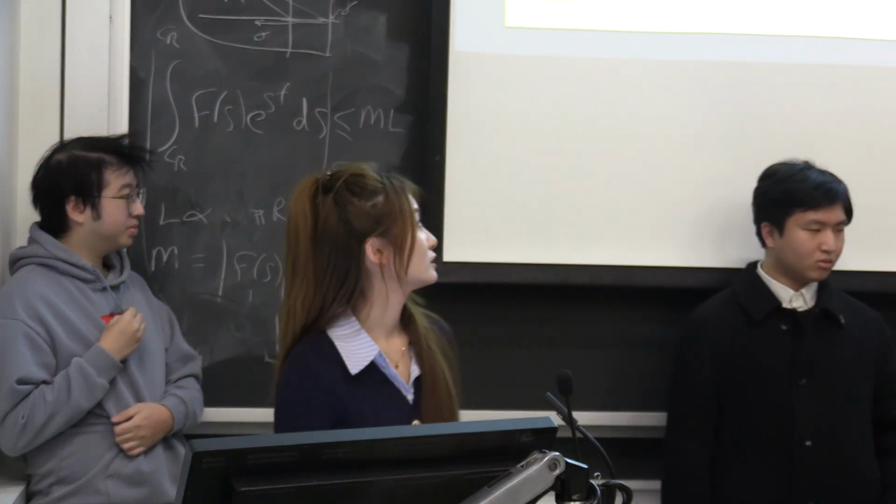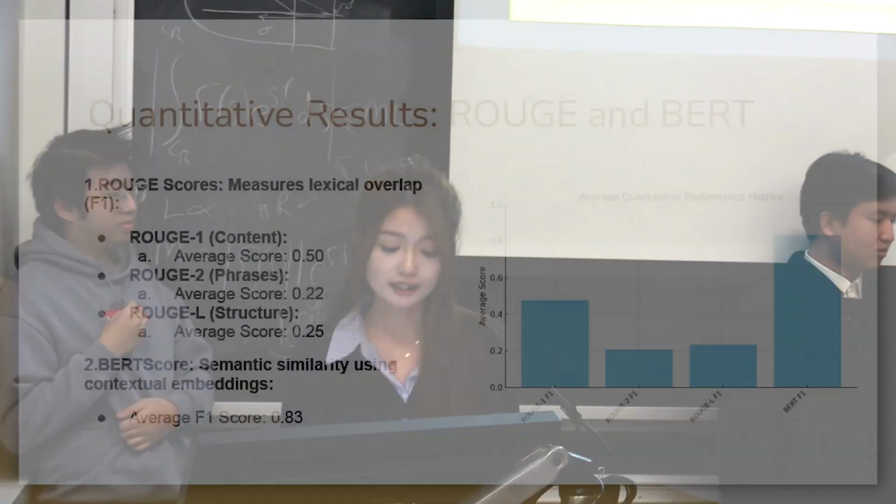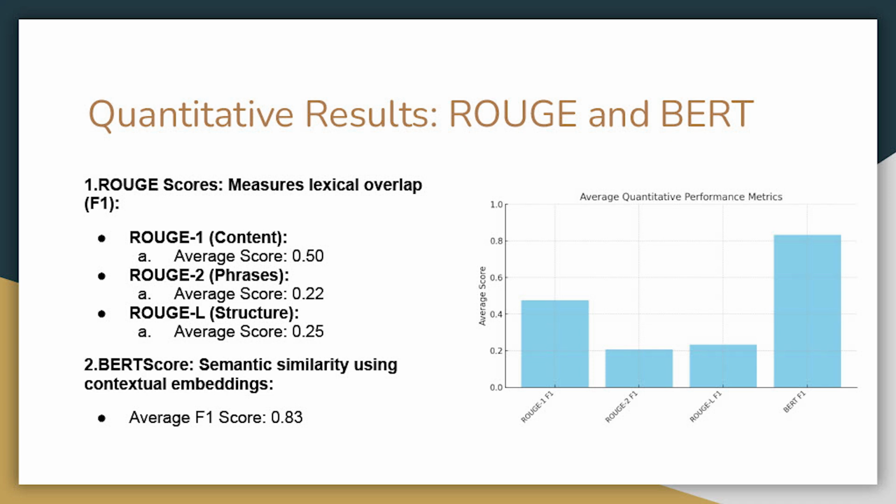This is our quantitative results. We use 2 key metrics. First, we use the Rouge scores to measure the lexical overlap. For example, we have Rouge-1 focusing on the single words for the content relevance, Rouge-2 focusing on the bigram matches for fluency, and Rouge-L capturing the longest matching sequence for the structure coherence.